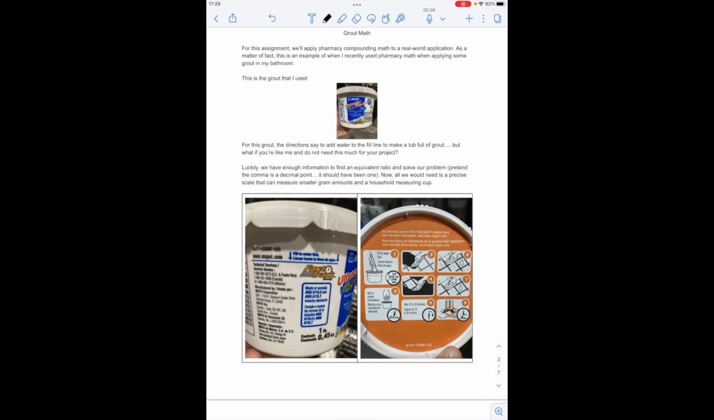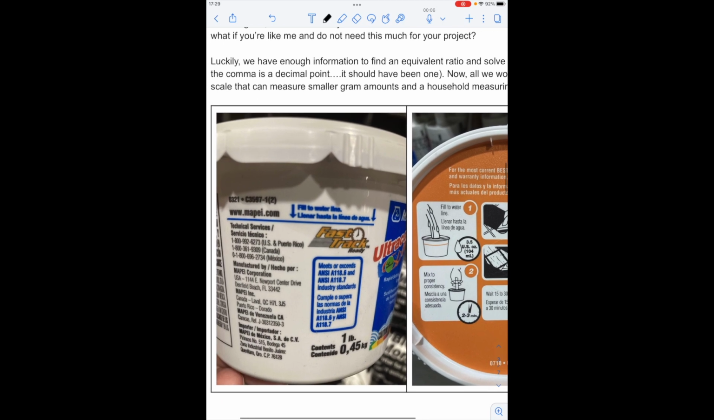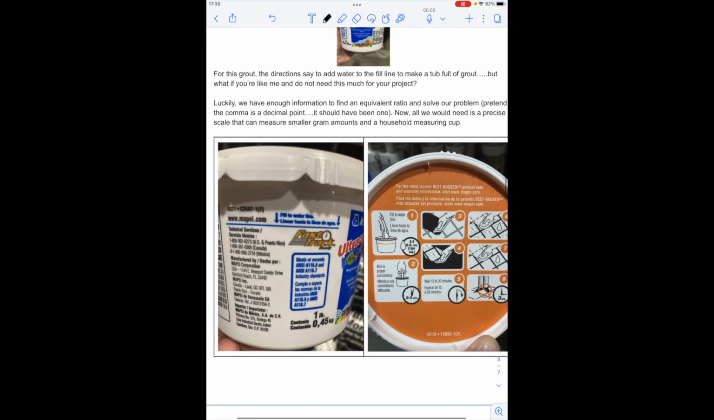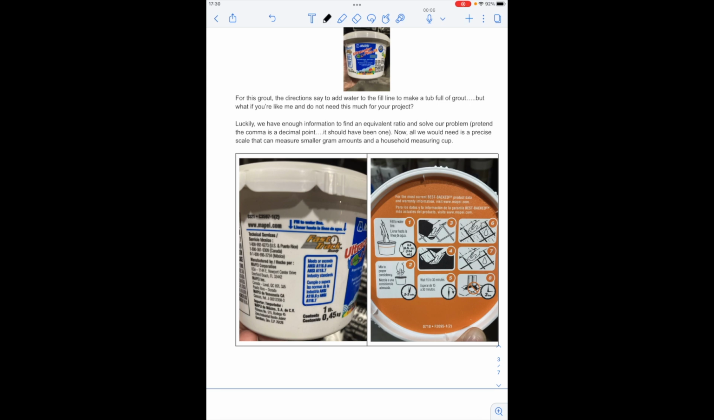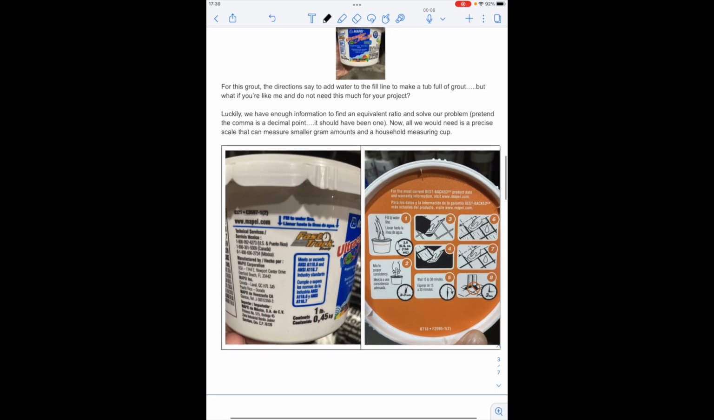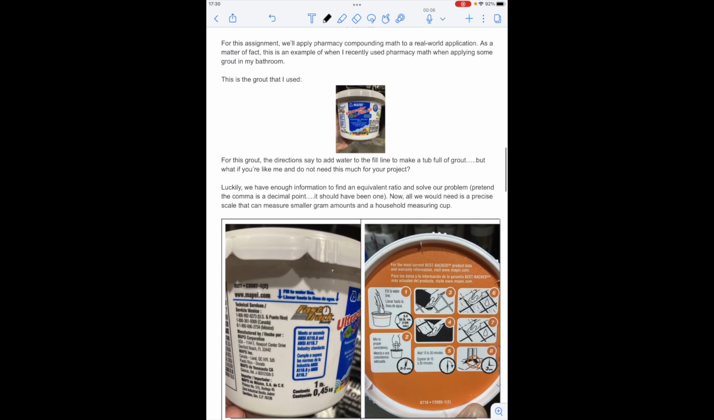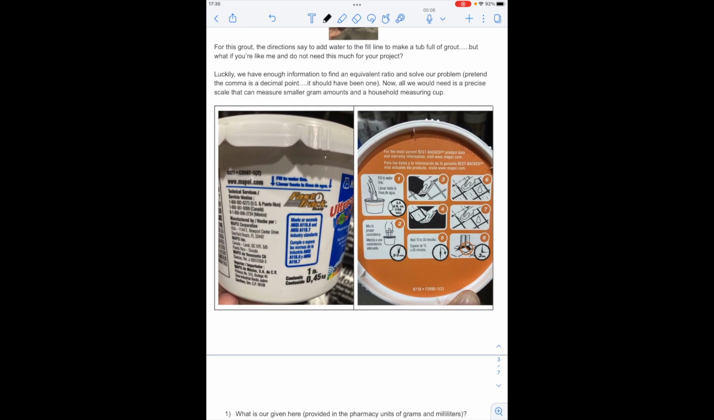Okay, so now for this problem, we got a tub of grout, but the tub only gives directions on if you want to make the whole tub of grout. But let's just say you only wanted to make part of it. So ratio proportion can help you with this. So for the whole tub of grout, it says that you get this much powder that you then have to mix up to create the grout paste. So this is the powder, and this is how much water they want you to mix. And from finding those two amounts, you should be able to solve using ratio proportion.